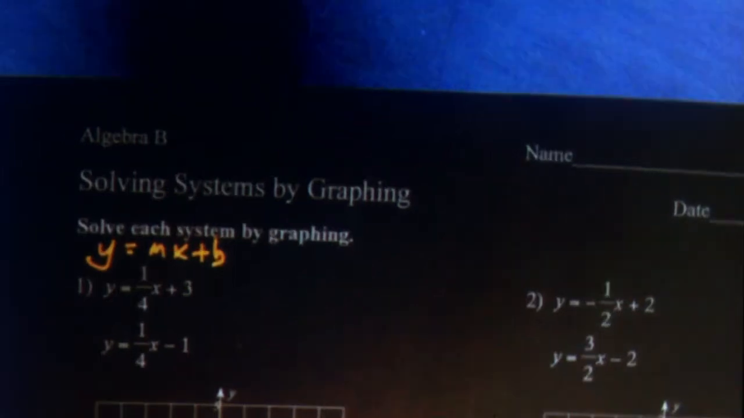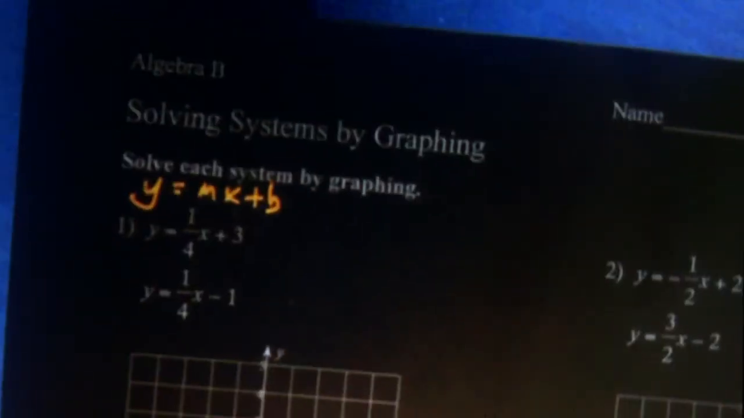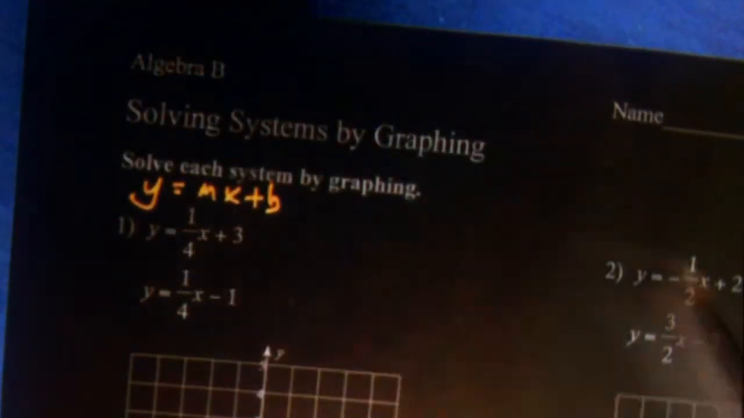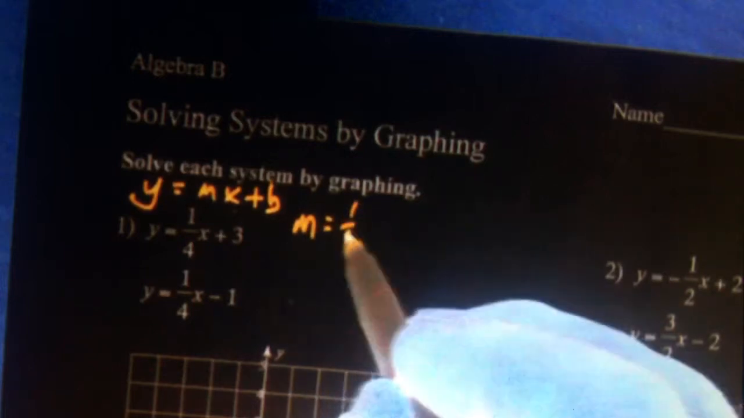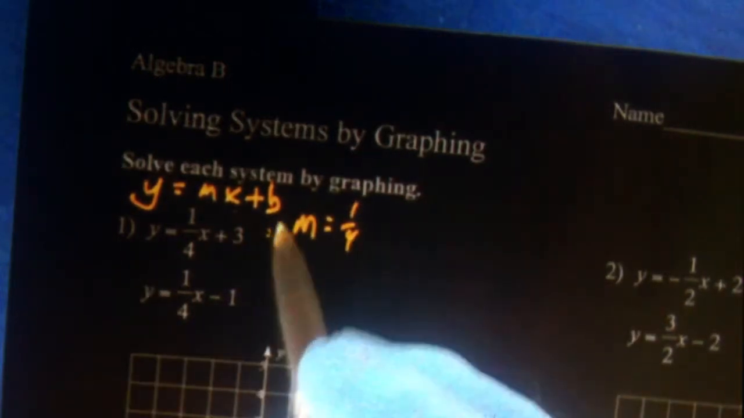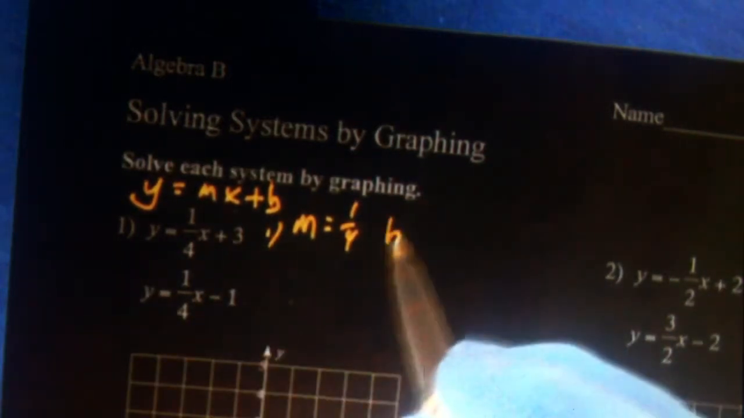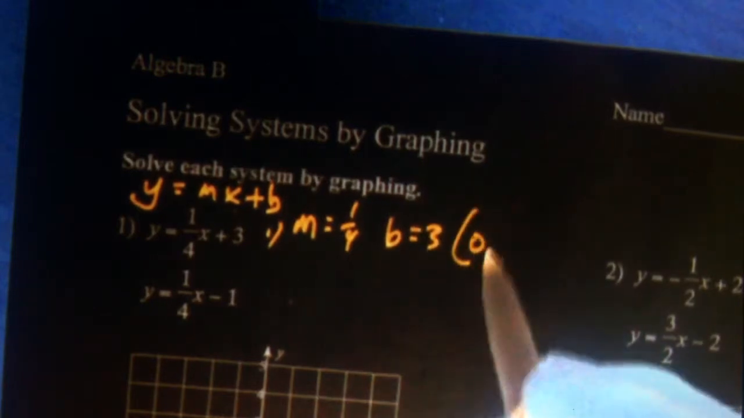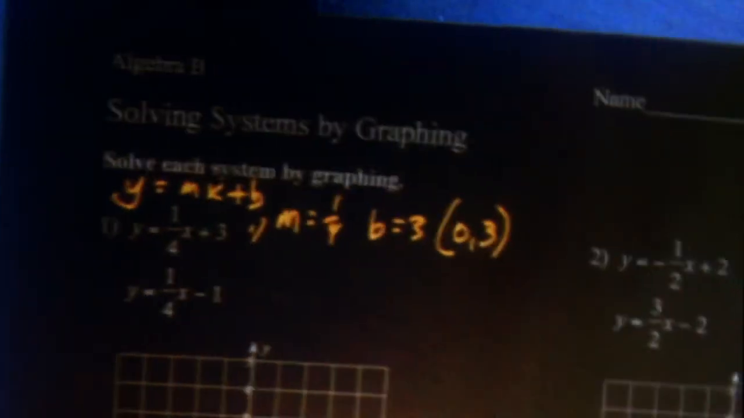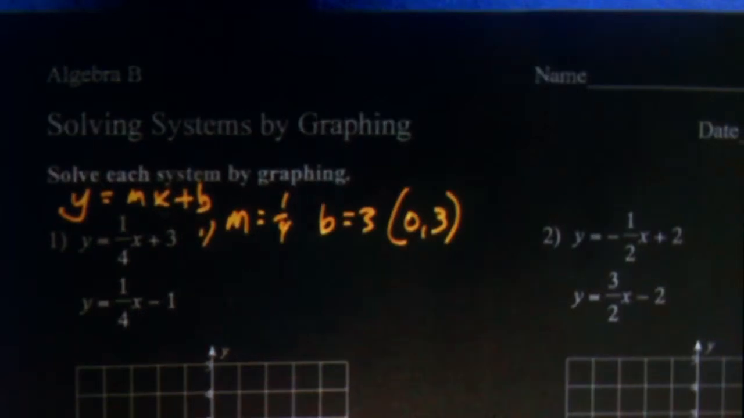This m is lined up with our 1/4. So our m is 1/4 in equation 1. And b is equal to 3, which means we write it as the point (0, 3). That's essential for graphing. When we have a y-intercept, we write it as a point (0, 3).